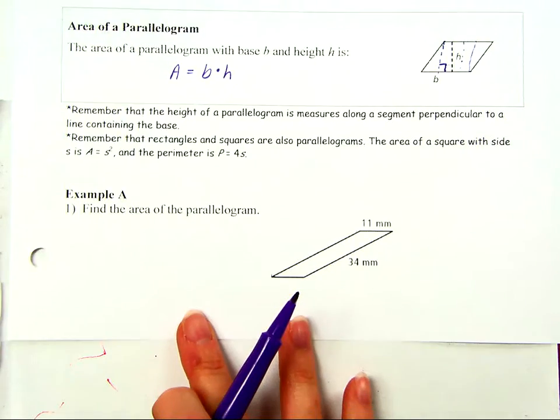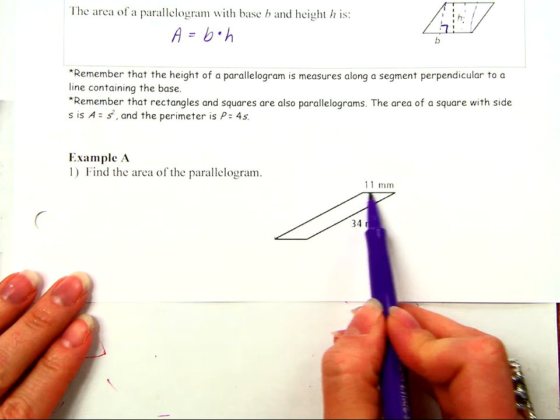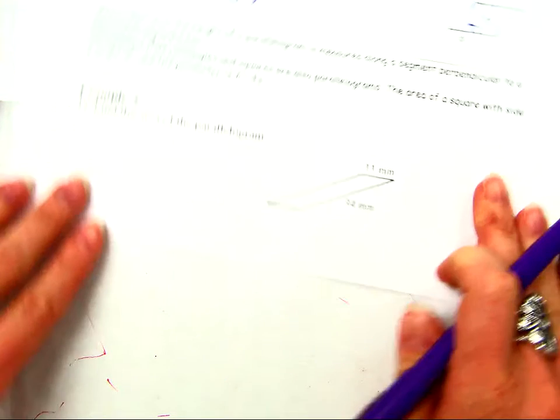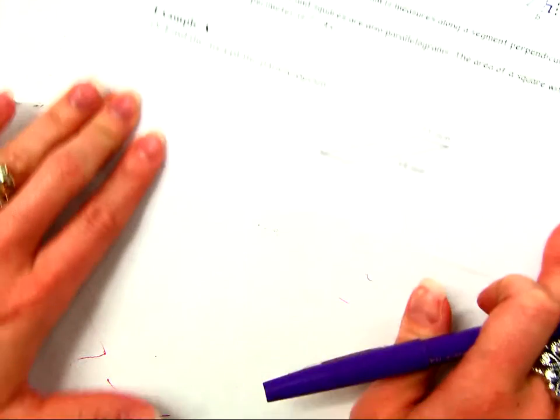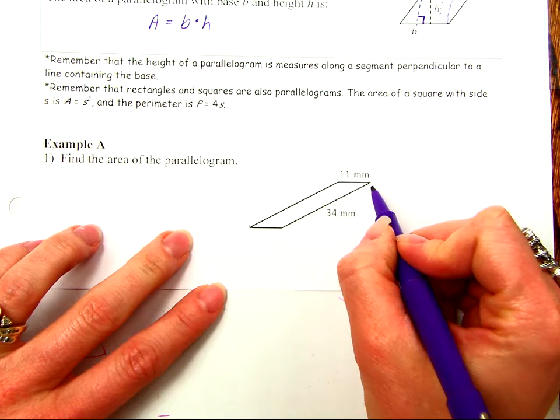Looking down below at example A, we have a parallelogram with side lengths measuring 11 millimeters and 34 millimeters. Now, with this given parallelogram, I do not have enough information to find my area. If I used 11 as my base, 34 would not be my height. And even if I thought of 34 as my base, 11 is not the height. Sometimes they will show the segment or the height of a parallelogram given outside the figure.